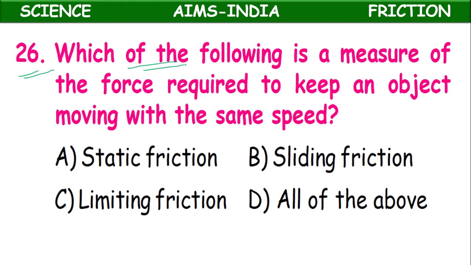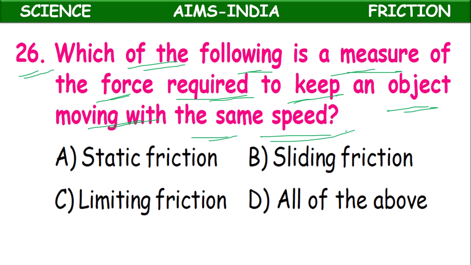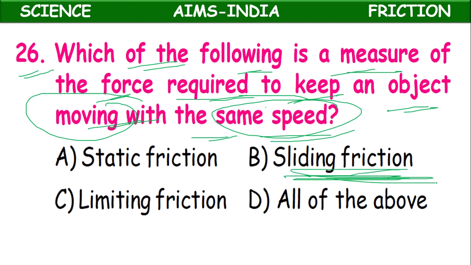Next question. Which of the following is a measure of the force required to keep an object moving with the same speed? Already it is moving, so for moving with the same speed, we have to apply sliding friction. If it is starting from rest, static friction. Already it is moving. To keep the object moving with the same speed, we need sliding friction. So option B is correct.